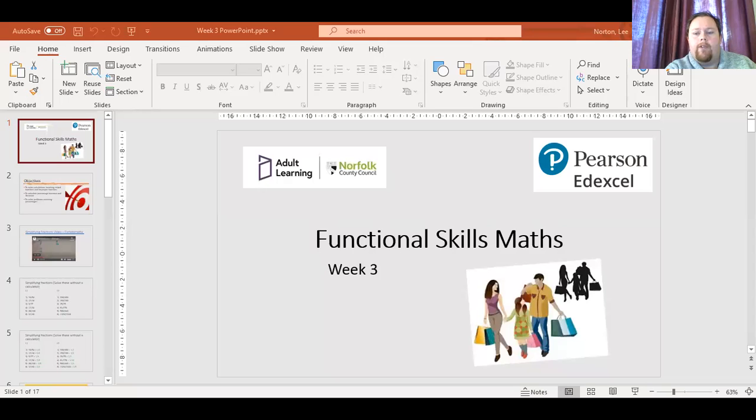So, if you remember last week, you were given the homework of doing the BKSB areas for fractions, decimals, percentages, and ratios. We were looking at completing all of those areas. So hopefully you've all done that today. If not, you need to be looking at getting those done. So we're now on week 3.